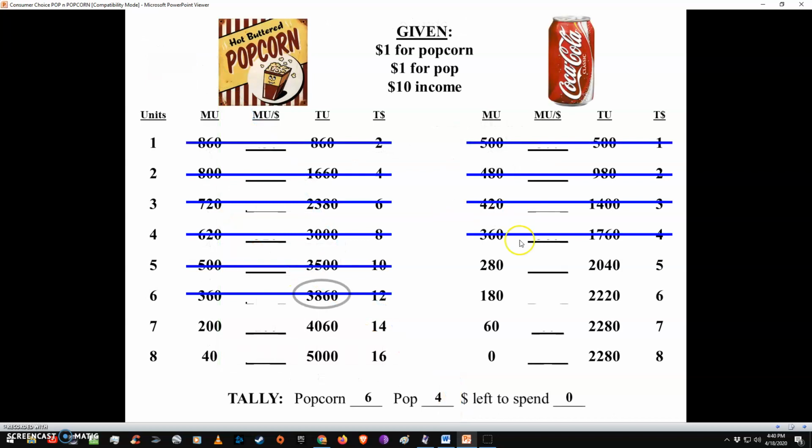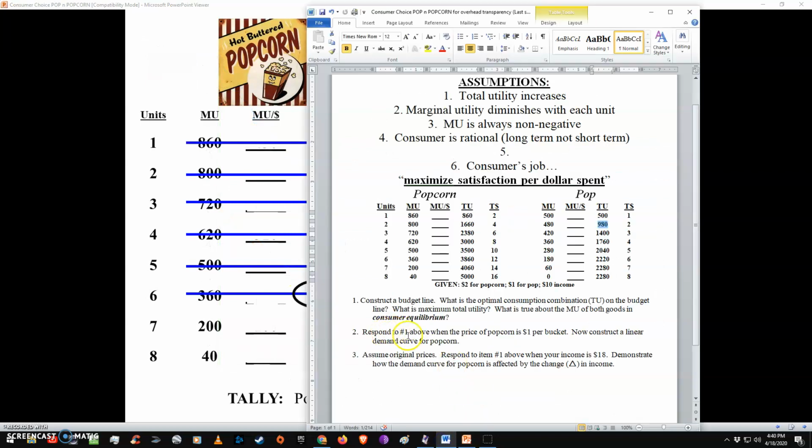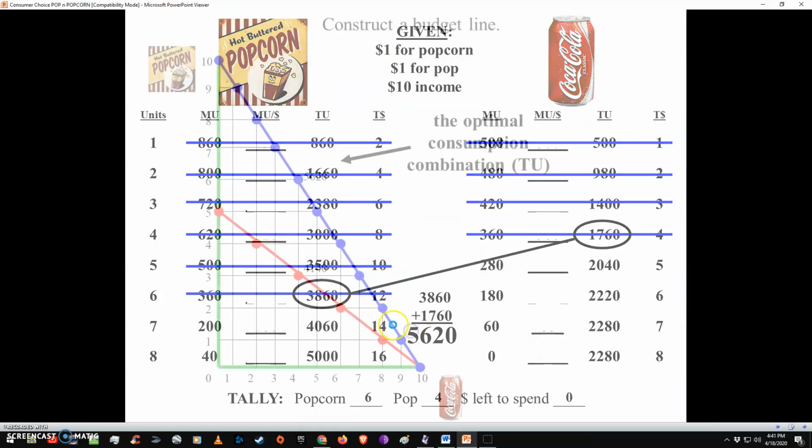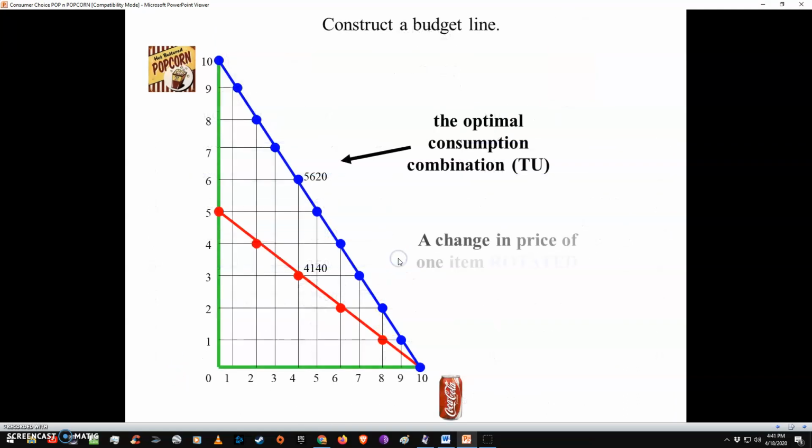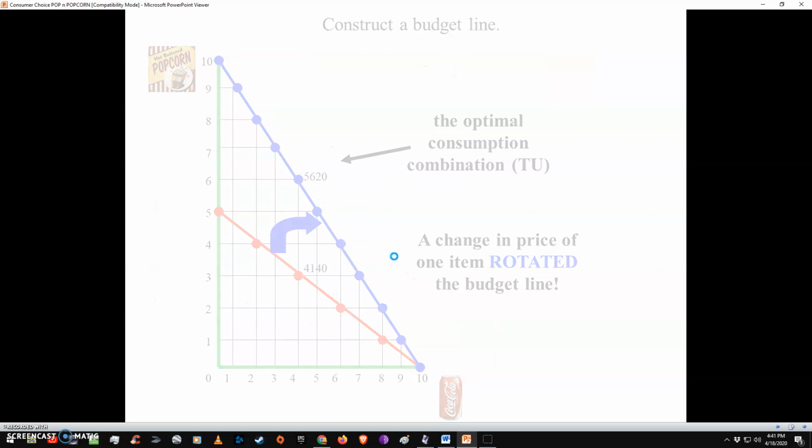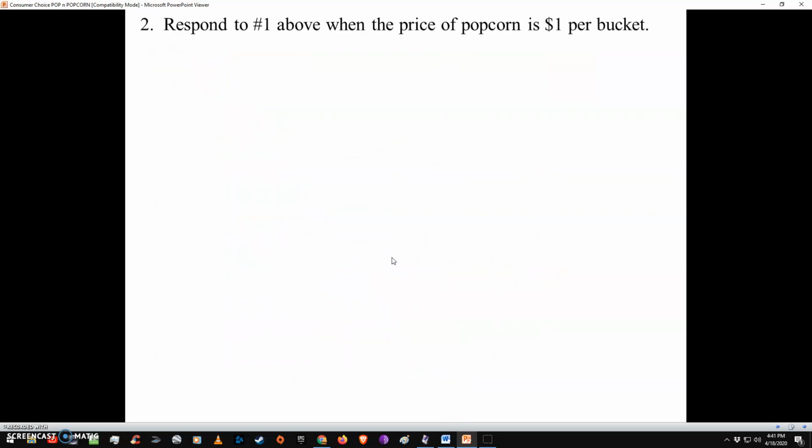Beautiful. But I think we're supposed to do this thing here. Construct a linear demand curve for popcorn. That's like the packet handout, a demand curve. Yes. So let's make ourselves a demand curve. Yeah, okay, that's nice and beautiful. Moving on down the line. So we got ourselves a big L just like on the packet.